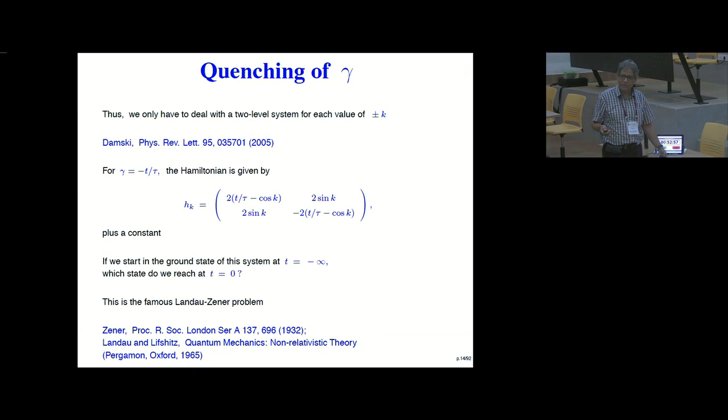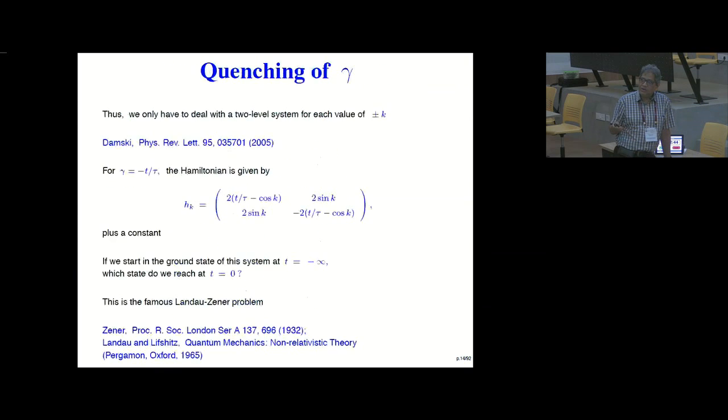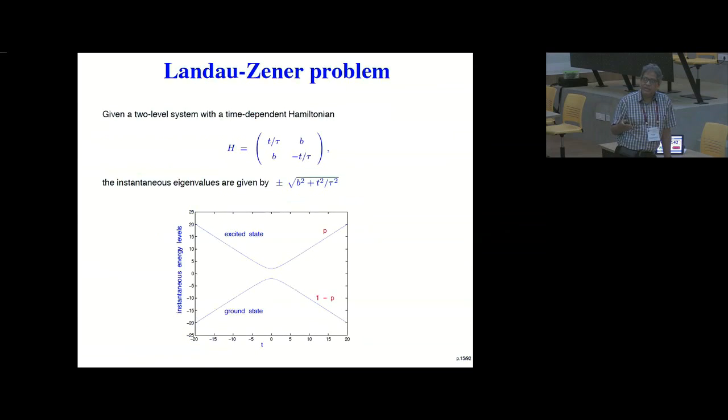Landau's original paper is not easy to get hold of, but it's there in his book on quantum mechanics. If you leave out a lot of parameters here and come to the bare essentials, this is the problem. You have a two-level system. The diagonal element proportional to sigma z varies with time as t by tau. The off-diagonal element is constant. And we want to know the probability of starting in the ground state at t equal to minus infinity and ending up in either the ground state or the excited state at t equal to plus infinity.